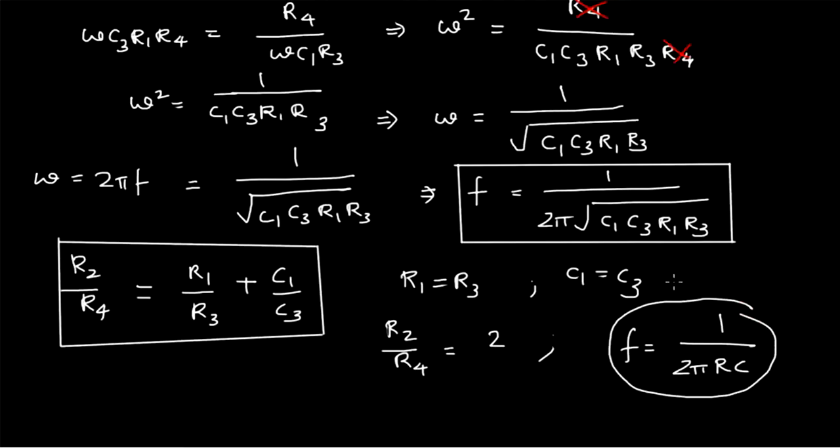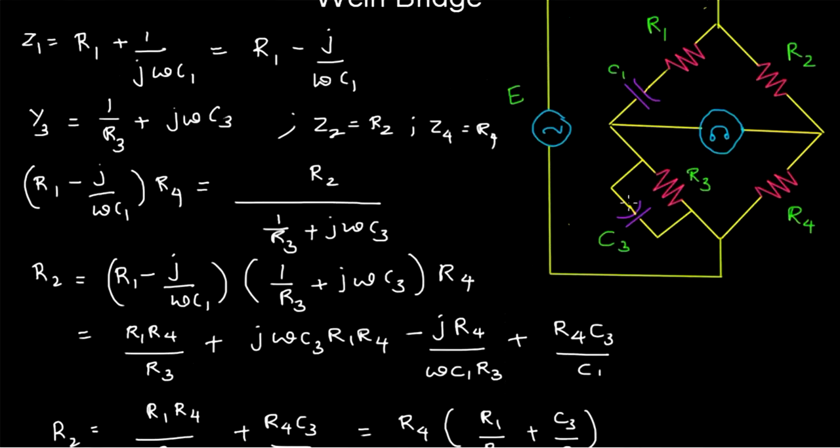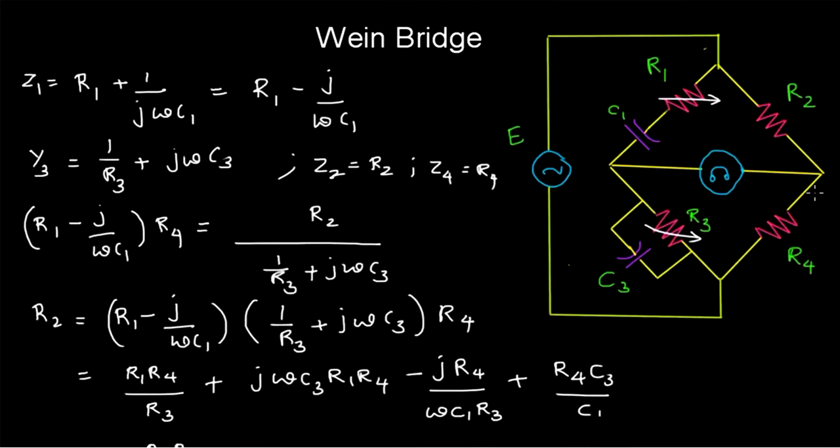In practical bridges, the capacitors C1 and C3 are fixed capacitors and resistors R1 and R3 are variable resistors, so they can be controlled using a common shaft. Because of the frequency sensitivity, the Wein bridge may be difficult to balance unless the waveform of the applied voltage is purely sinusoidal. That is the main disadvantage of Wein bridge.